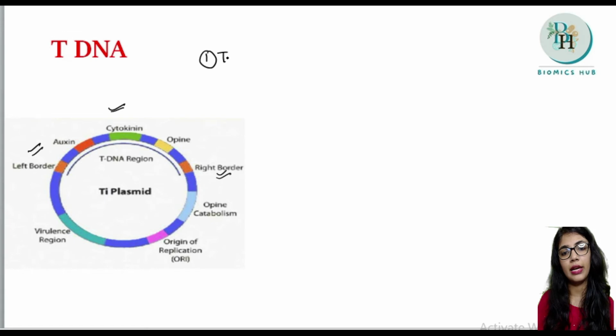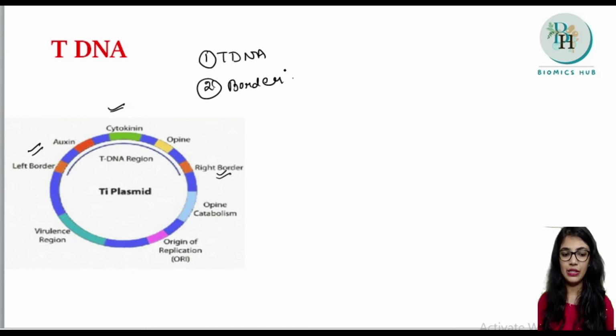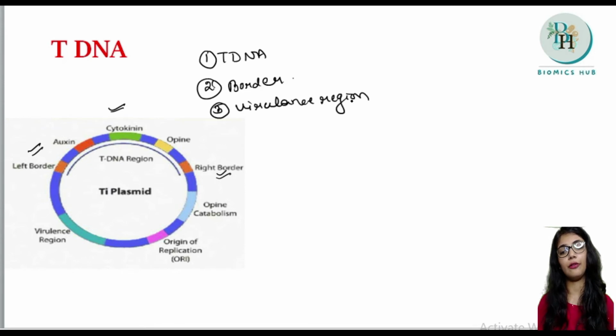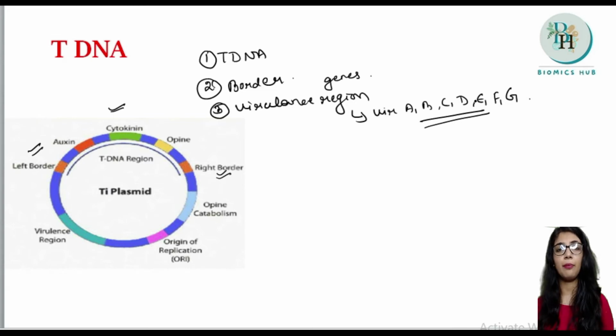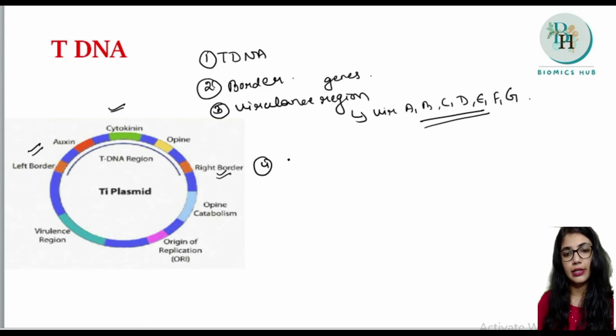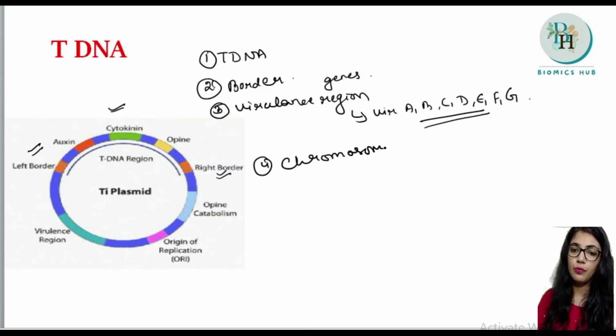So the first thing which is required is the tDNA. The second thing is the border region for the transfer. Okay, the third is the virulence region, which is required for the transformation, and these are the virulence genes. So what are the virulence genes? The virulence genes can be VirA, B, C, D, E, F and G. These are all virulence genes. They are responsible for various types of functions for the transformation of this tDNA. The fourth one requires a chromosomal virulence gene.